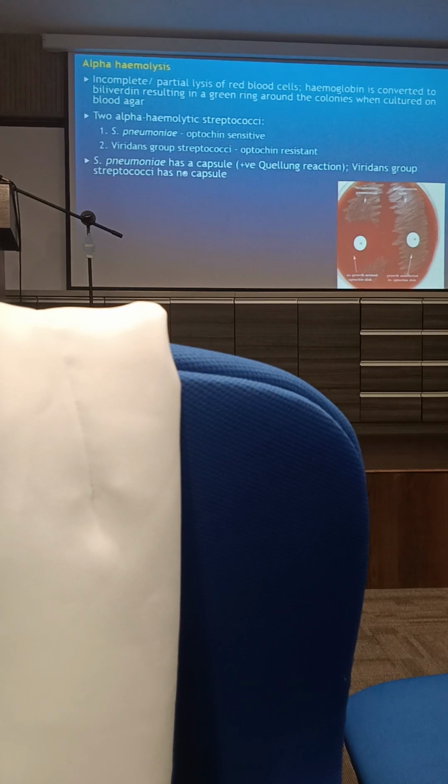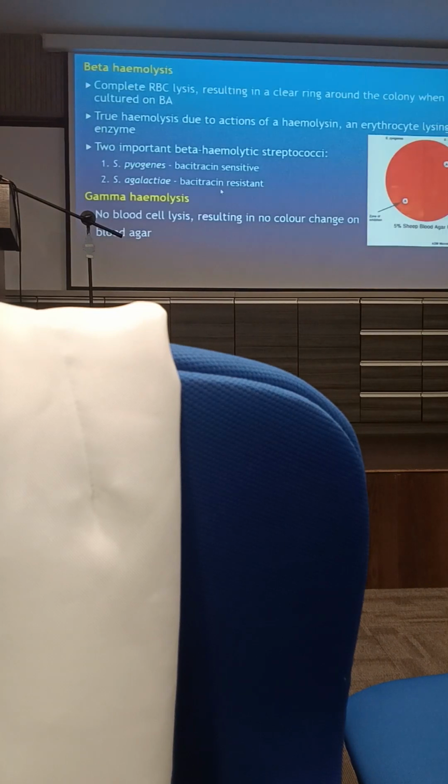This one is optochin resistant, which is viridans group Streptococci. Besides that, pneumoniae also has a capsule, so it has a positive Quellung reaction. I'll show you that later. Viridans group does not have a capsule. Next, beta hemolysis will be pyogenes and agalactiae. For this, you use a bacitracin disc. Bacitracin sensitive will be pyogenes, which cannot grow around bacitracin. Agalactiae is resistant. And then Enterococcus is gamma hemolytic. So we covered all those 5.